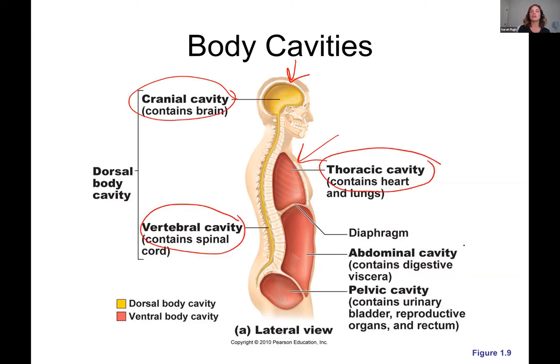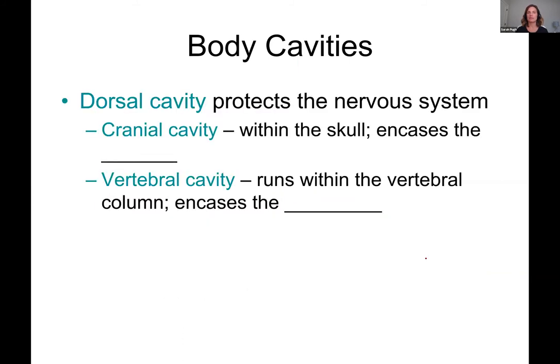So we're going to go through the dorsal, the one in yellow, and its subdivisions, and then we'll do the ventral, the one in red, and its subdivisions. Okay, so the dorsal cavity, the one in yellow in the back, obviously it houses the brain and spinal cord, so its main role is to protect the nervous system. Right? I want you to think about it.